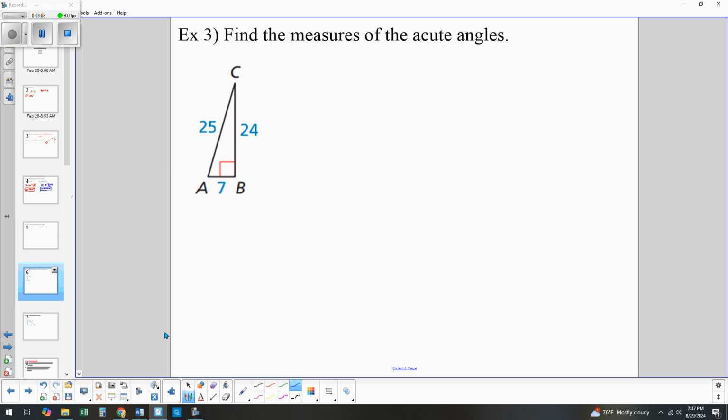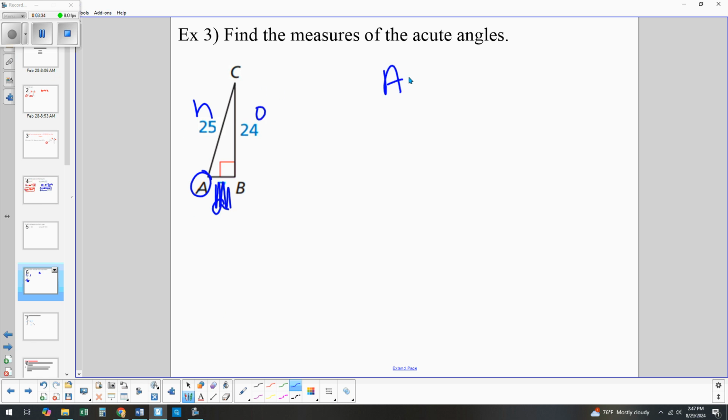For example 3, we want to find the measures of the acute angles. It doesn't matter which acute angle I start with. Let's say we want to start with angle A. So 25 is the hypotenuse, 24 is opposite, 7 is adjacent. Sometimes you're only going to know 2 of the sides to do this. We do happen to know all 3, so we're going to not use one side. It doesn't matter what one side we don't use, so let's pretend we didn't have this one here, and let's just use the O and the H.